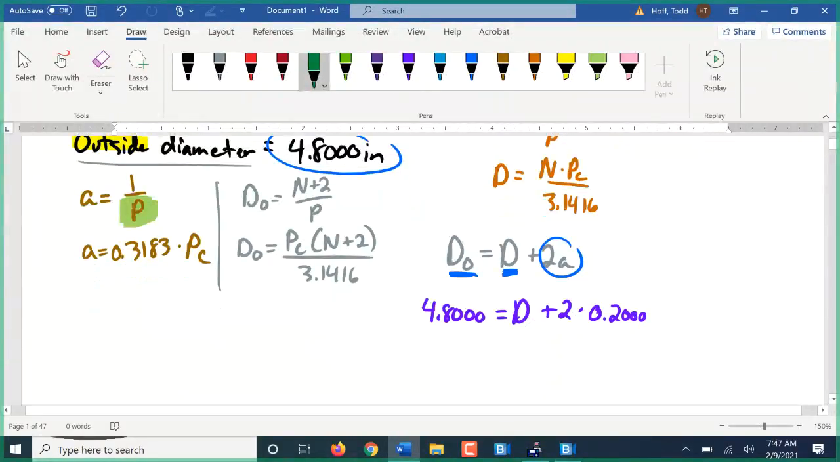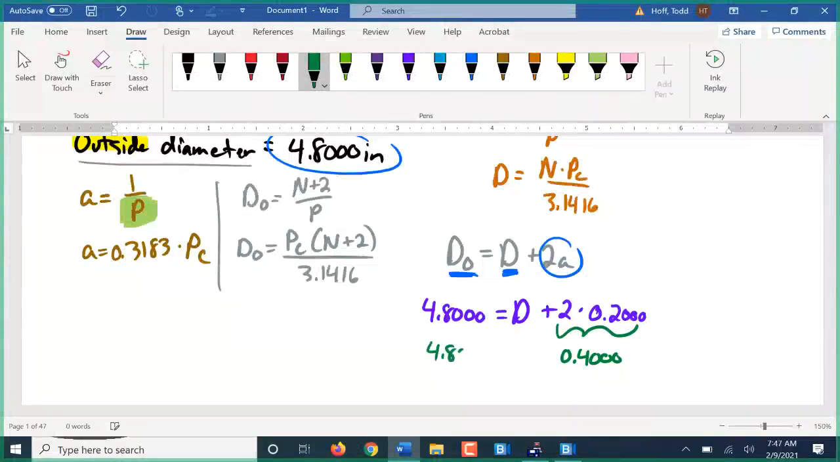So first we have to combine what we can on either side. So 2 times 0.2000 is 0.4000. Everything else stays exactly the same. Now we need to subtract the 0.4000.